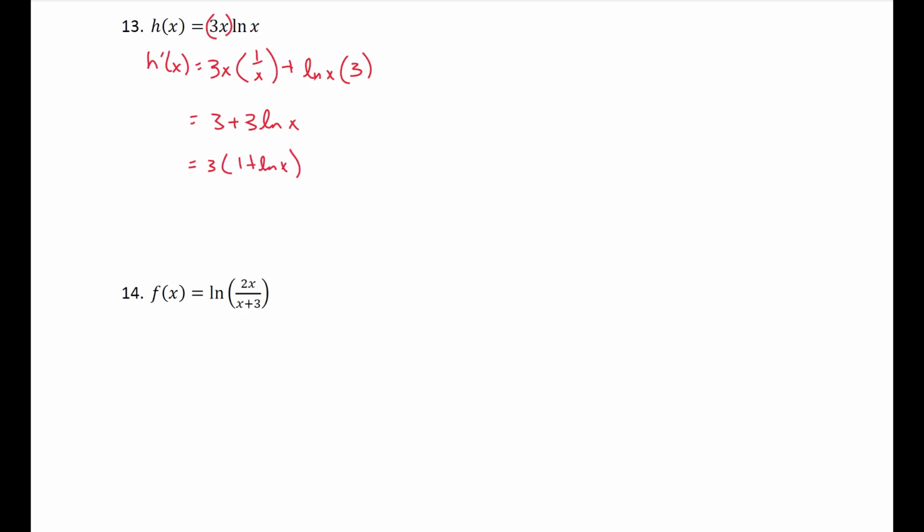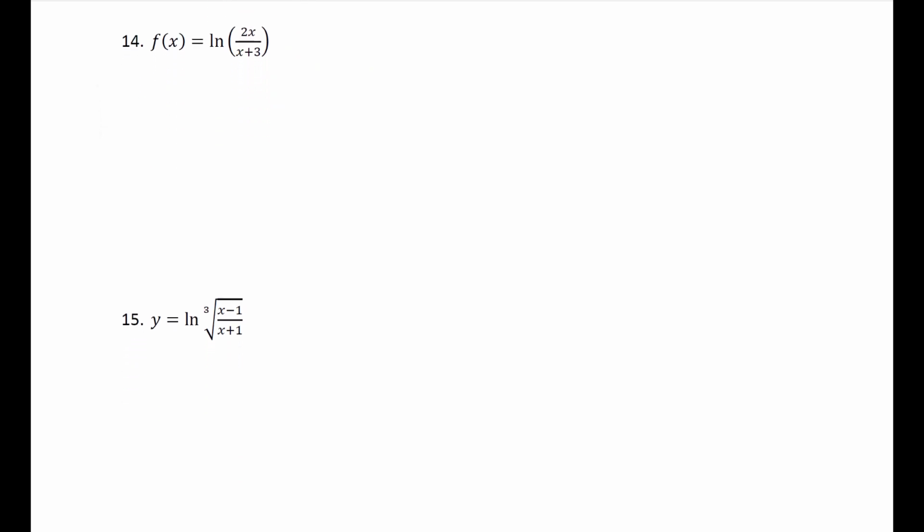That's not really going to make it any prettier or anything, so I wouldn't worry too much about that. I would just leave it as this. So h prime of x equals 3 plus 3 natural log x in this case. I would not worry about that other simplification. But if you do, that's okay. It's just not going to help you too much later on.